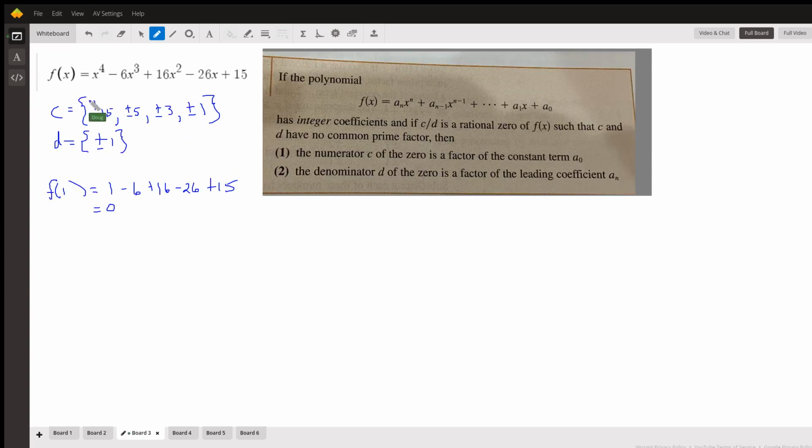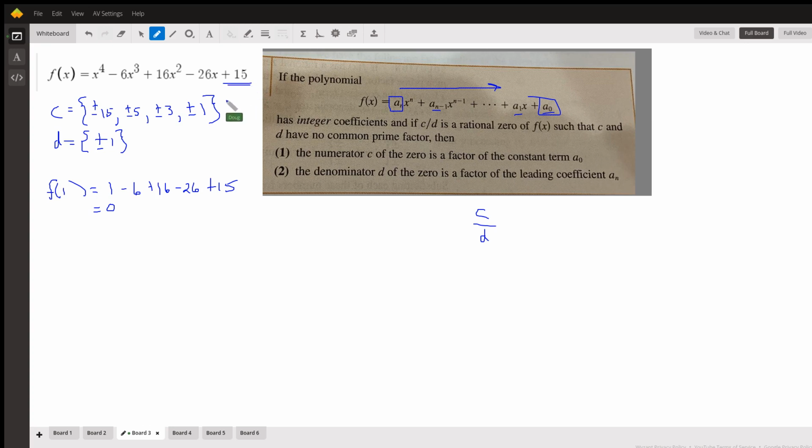Here on board 2, we have what's called the rational root theorem. As long as the function has integer coefficients, along with the constant term, any rational roots of that function have to be of the form c over d, where c is a factor of the constant term, and d is a factor of the leading coefficient, assuming we've written this in descending order.